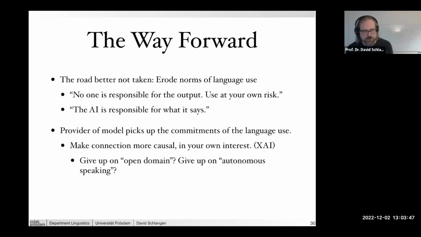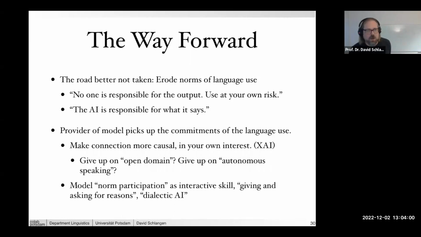Give up for now, for the foreseeable future, on what I'm calling autonomous speaking here, in analogy to autonomous driving, right? Or you could model what I've called in another paper norm participation. You could model this as an interactive skill, the skill of giving and asking for reasons, or, somewhat grandiose, I've called here dialectic AI. And this is a research direction that we're building up at the moment.